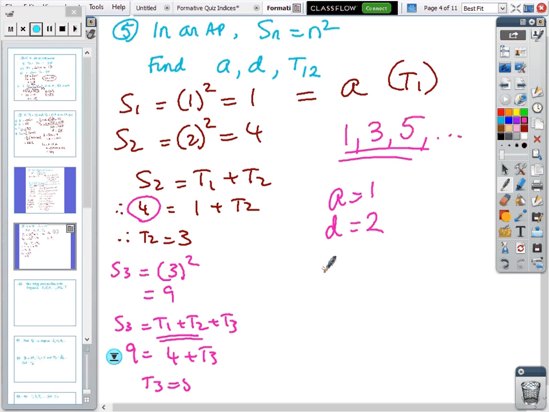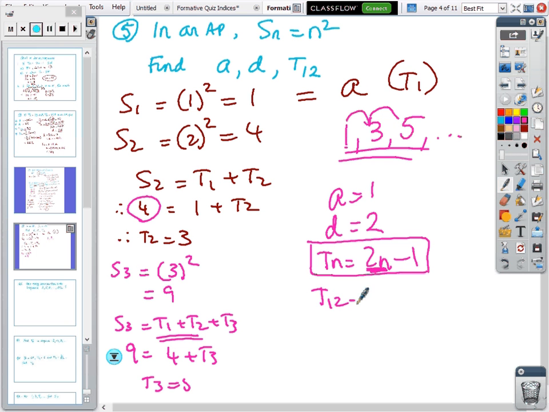I need to find Tn, so it's going up by 2's, so it's 2n. To go from 2 back to 1, we subtract 1, so that's the formula. So T12 equals 24 minus 1 equals 23. Okay, so this one here, this stuff, you need to know. Okay, coming on, next page.